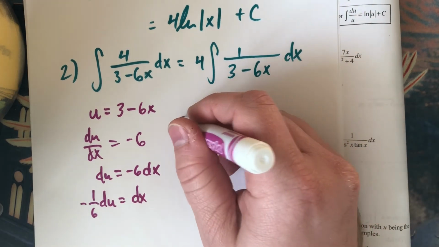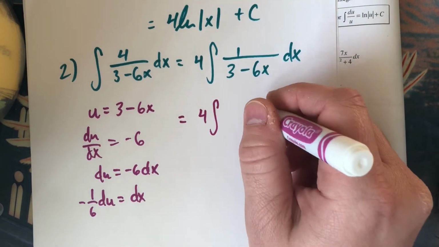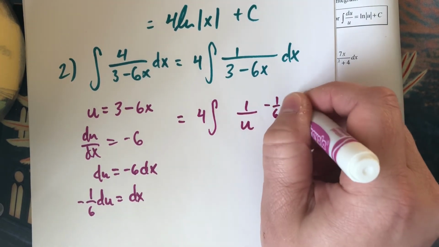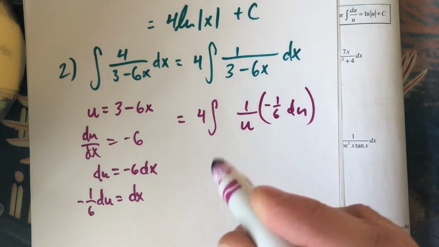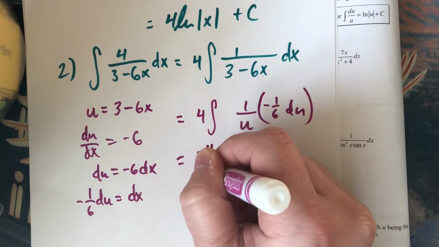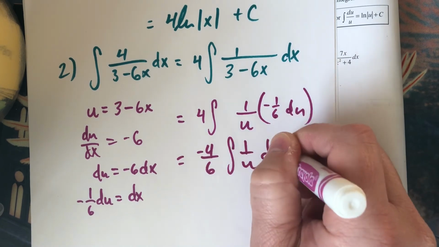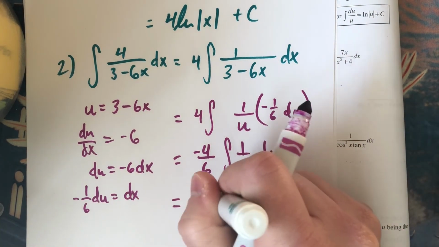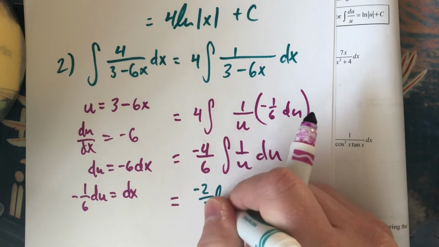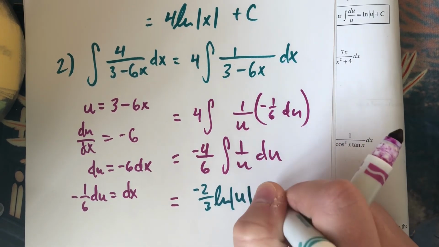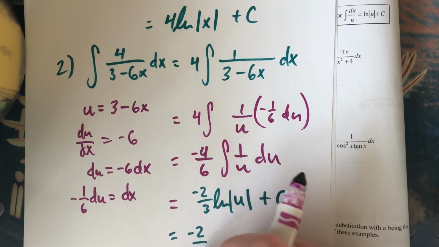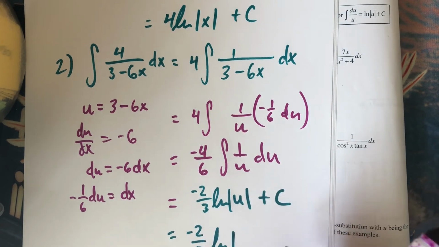So if I go in and do my u substitution now, I've got my 4 integral 1 over u, and instead of writing dx, I'll write my negative 1/6 du. And now I can pull that negative 1/6 out front. So now it's nice and straightforward. Negative 4 over 6 is negative 2/3, right? So I can say this is negative 2/3 ln of absolute value of u plus c. So to finish it up, we'll just drop u back in.